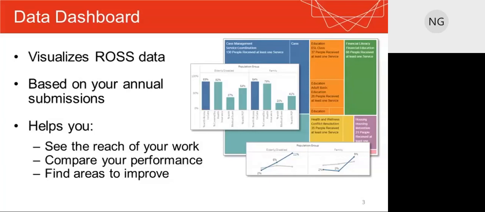Perhaps the most important part would be how the dashboard can help grantees like all of you. First of all, it helps you see the reach and the progress of your ROS work in a way that's focused on program priorities like services provided and participant outcomes. It also helps you compare your program's activities and outcomes to those of grantees who are similar to you. And ultimately, it can help you identify where and how you can strengthen your performance, including how better data submissions can more accurately reflect your performance.